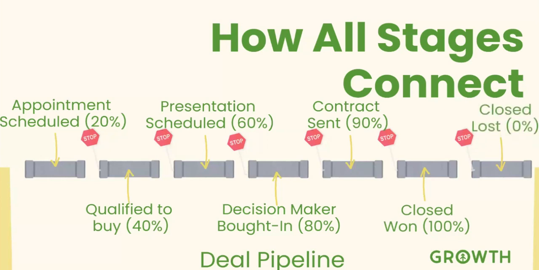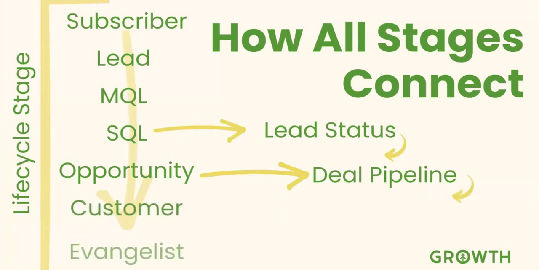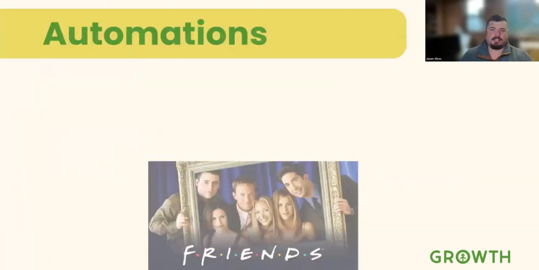But once in a while, there's a close lost. So you've got to measure that as well, and maybe a close lost reason. So again, everything goes to plan. They are closed won. They become a customer, and then hopefully an evangelist that just promotes the heck out of your product, your service, your company. So again, I can't say it enough. Automations are your friends.